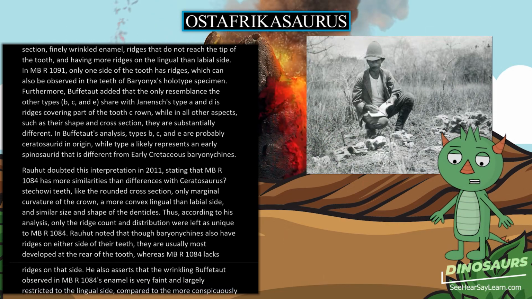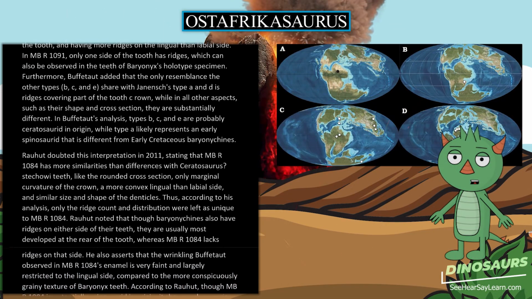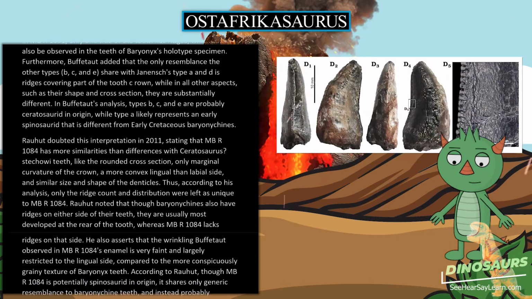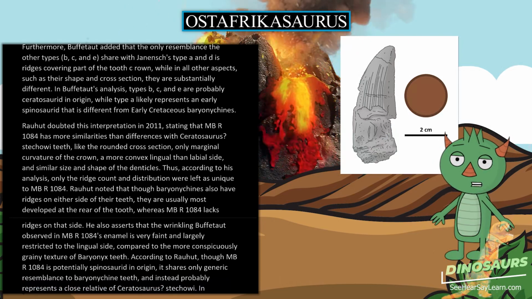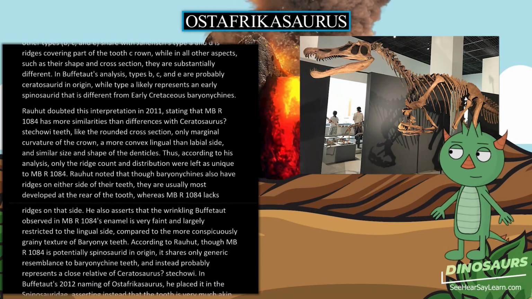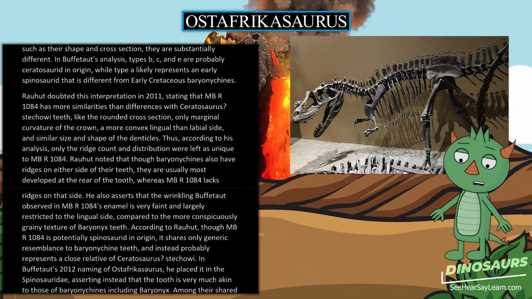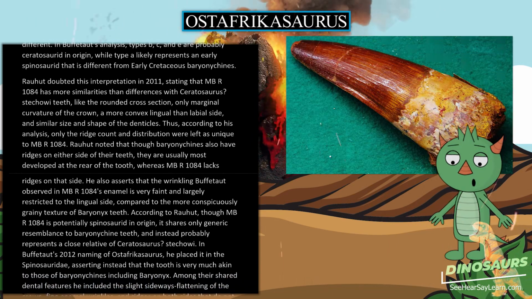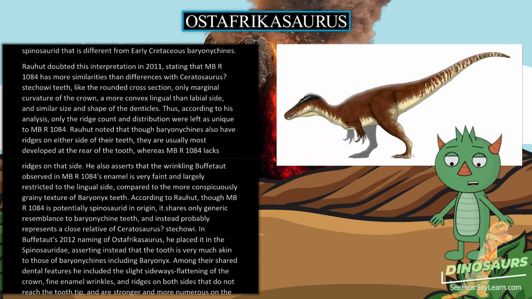In Buffetaut's analysis, types B, C, and E are probably ceratosaurid in origin, while type A likely represents an early spinosaurid that is different from early Cretaceous baryonychines. Buffetaut doubted this interpretation in 2011, stating that MBR 1084 has more similarities than differences with Ceratosaurus stechowi teeth, like the rounded cross-section, only marginal curvature of the crown, a more convex lingual than labial side, and similar size and shape of the denticles. Thus, according to his analysis, only the ridge count and distribution were left as unique to MBR 1084.